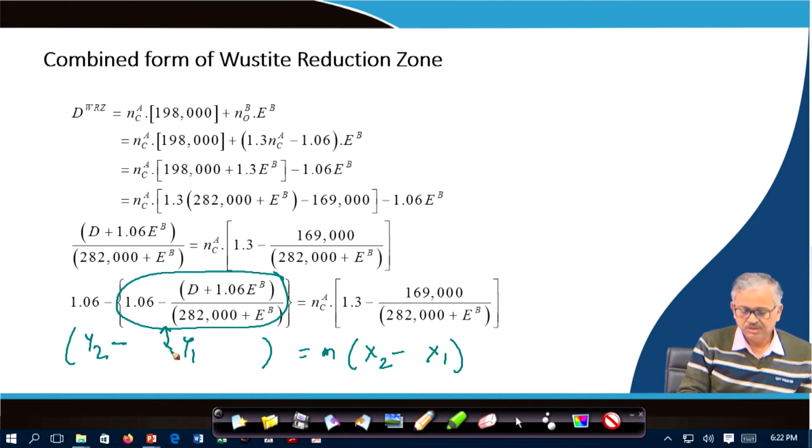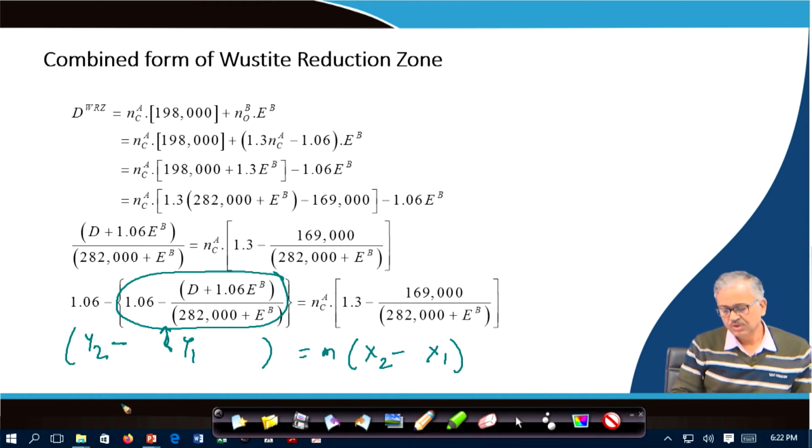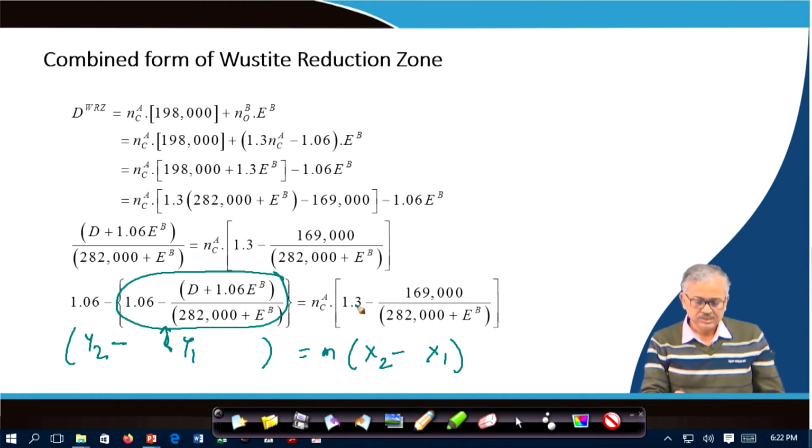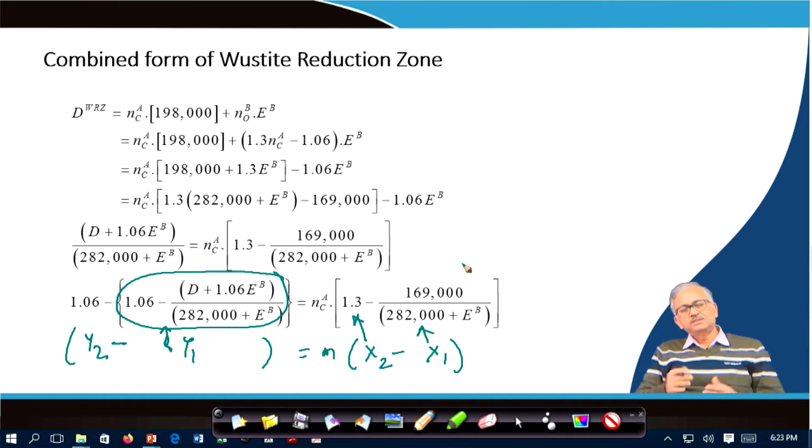So, this whole term is equal to y1 and this term is y2, and it is equal to m into (x2 minus x1), where x2 is basically this and x1 is this whole term, right. So again it is a straight line, but you can find that x2, x1 and y2, y1 are all defined, all can be defined.